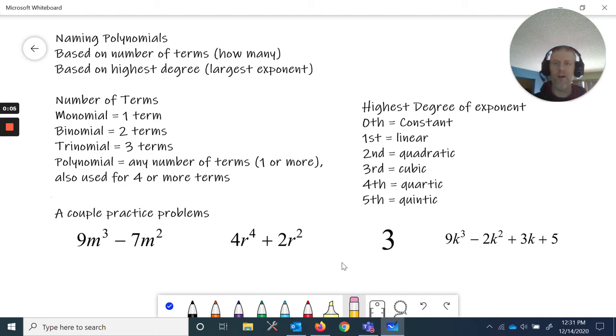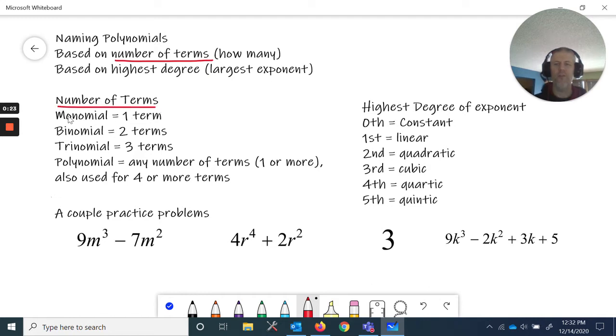Today's video I'm going to talk about naming polynomials based on the number of terms and the highest degree. So remember from the last video we talked about determining if something was a polynomial or not. Now we'll talk about giving them a name. So it's based on the number of terms, so how many terms there are.